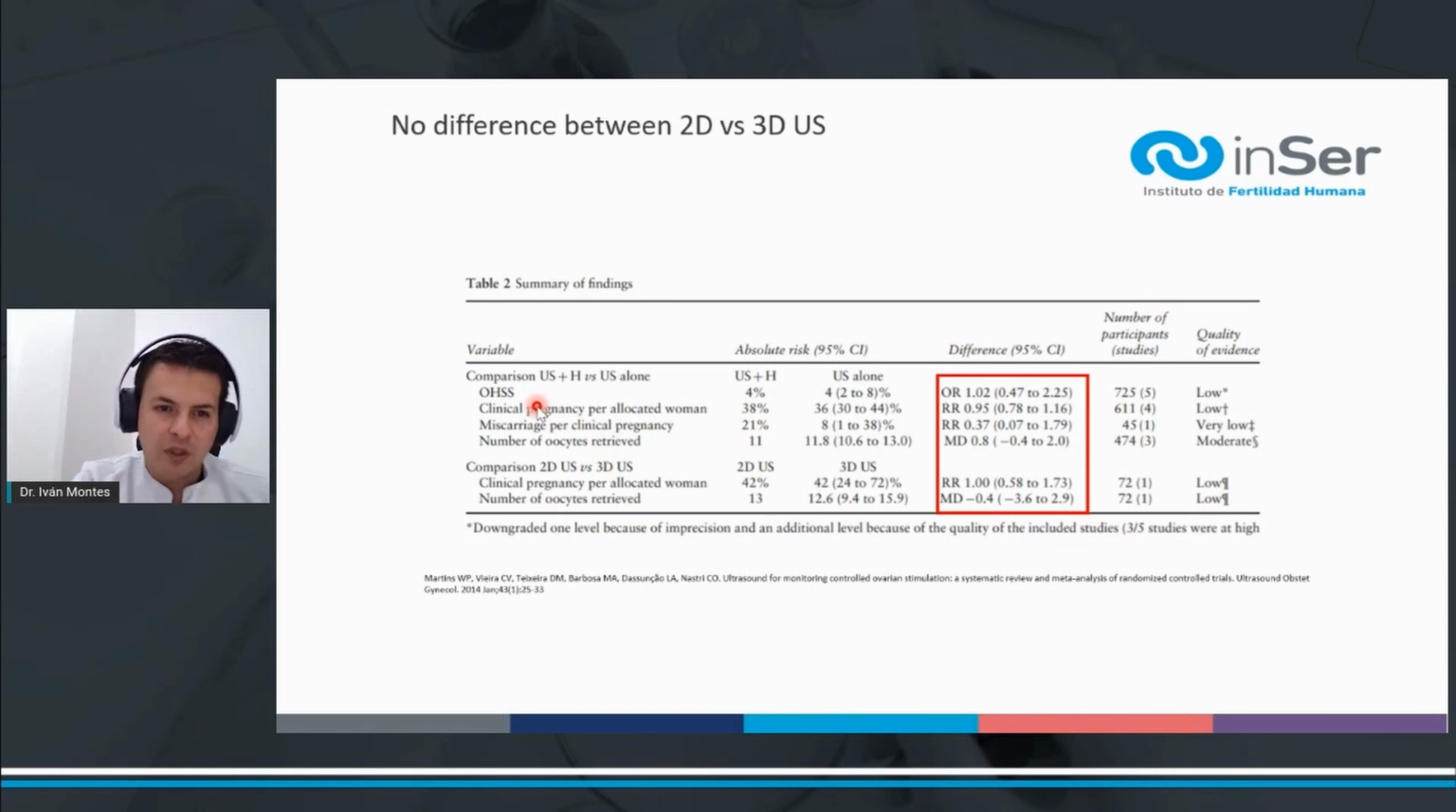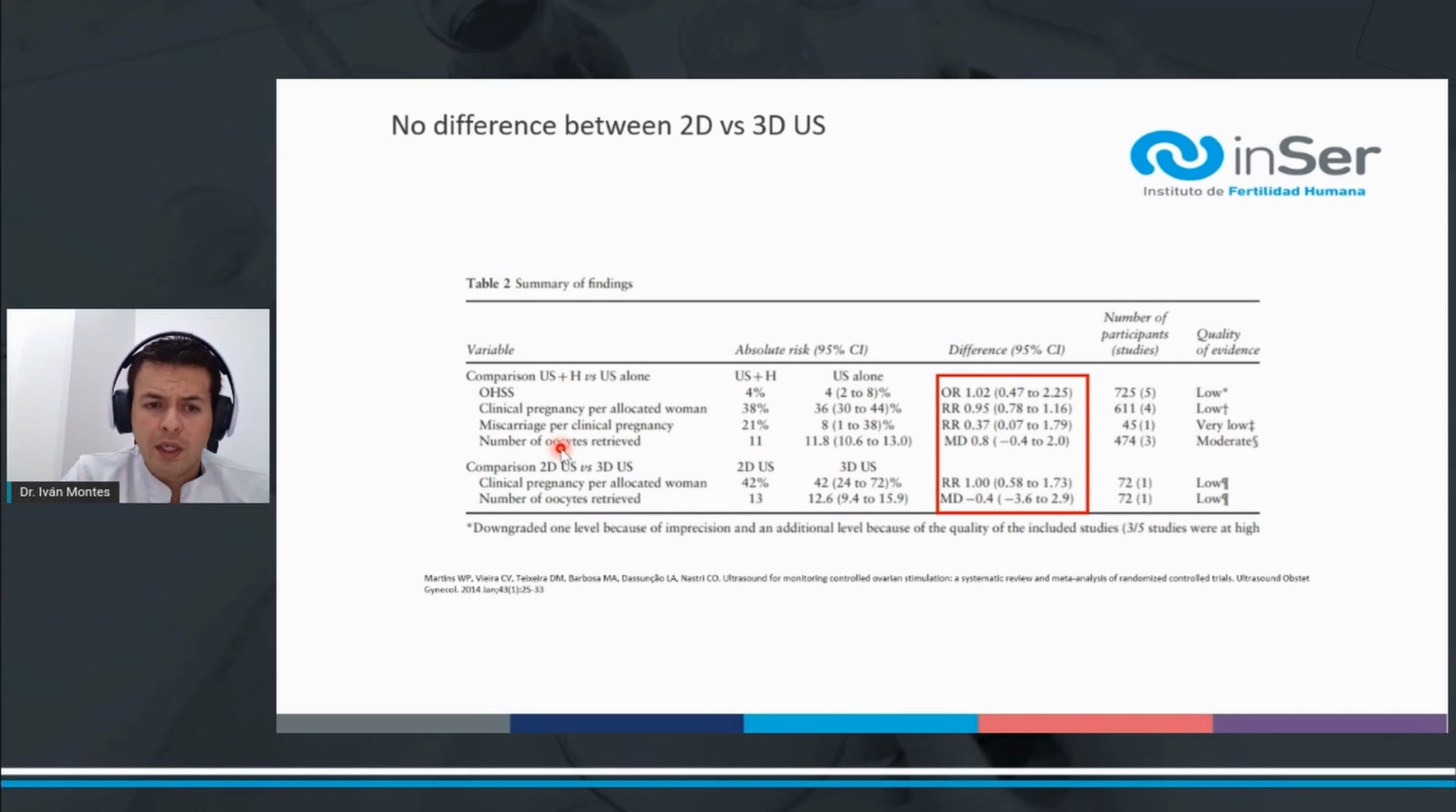As you can see in the first part, when you compare ultrasound plus hormonal study versus ultrasound, the diagnosis of ovarian hyperstimulation syndrome was not different. Neither was the clinical pregnancy, the miscarriage per clinical pregnancy rate, or the number of oocytes retrieved, which means that we don't recommend that you do estradiol testing as a diagnosing tool.